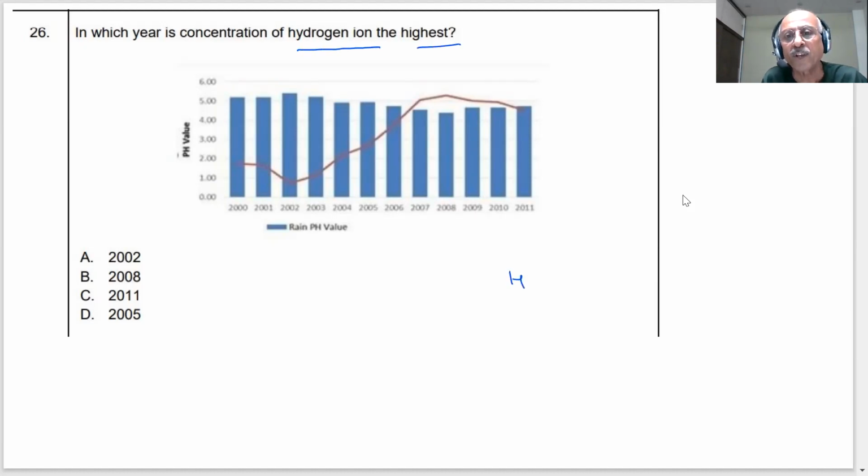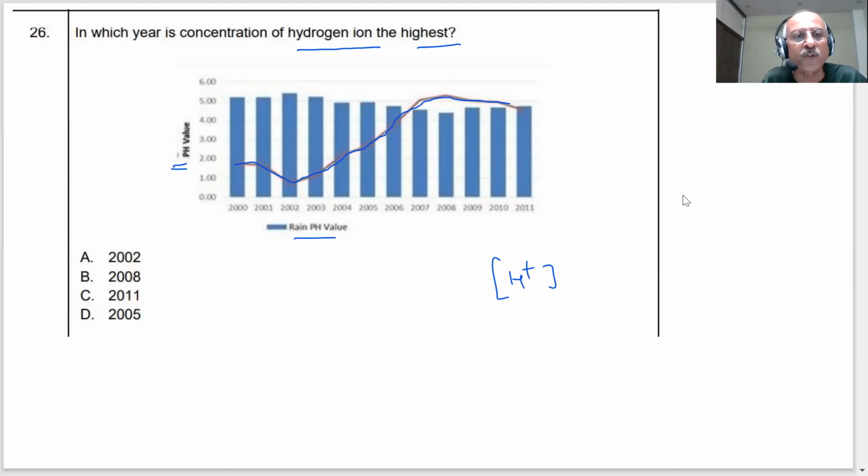What do you mean by hydrogen ion, students? He is talking about H+ ion concentration. And what is given, students? This is a pH value, the rain pH value. Here you see a line. Can you see the line, students? This is showing the rain pH. You know, rain itself is acidic. The rain pH value is shown like this, students, and these are the years.